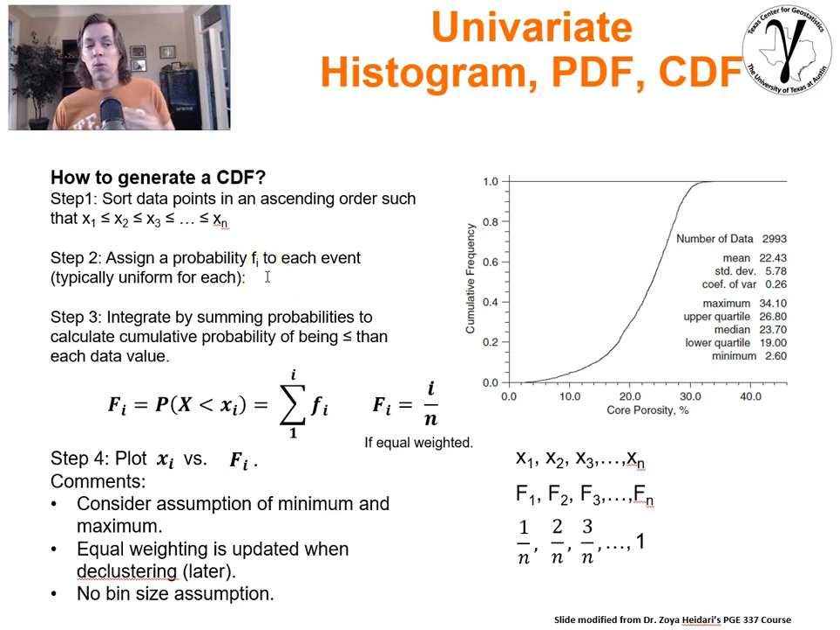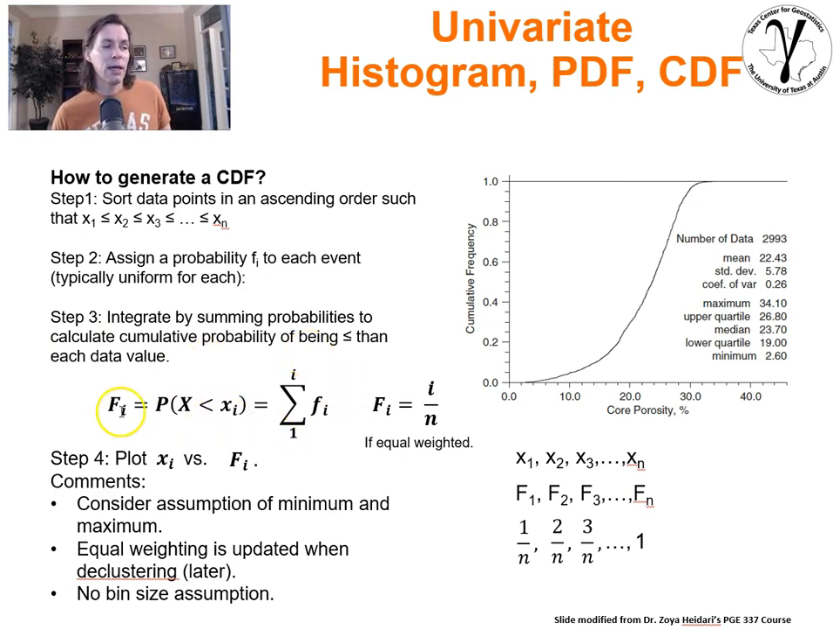Now, if the data is unweighted, you don't have any type of declustering, which we'll talk about in a couple of lectures from now, then it will usually be equal weighted. And typically there'll be some type of assumption. A very simple assumption that can be used is that it's just equal weighted, and the weight will be equal to 1 divided by n. That's perfectly okay. And then you can integrate by summing the probabilities over all of the values that you have.